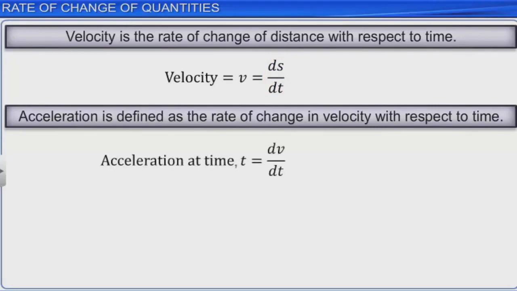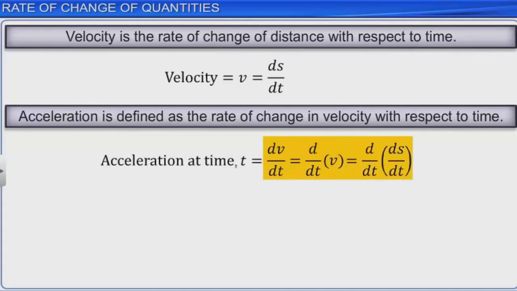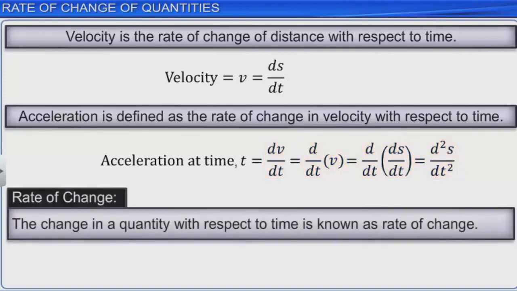Thus, dv upon dt is equal to the derivative of ds upon dt, which will be further equal to d square s upon dt square. Observe that in both the cases, a certain quantity is changing with respect to time. This change in one quantity with respect to time is known as rate of change.